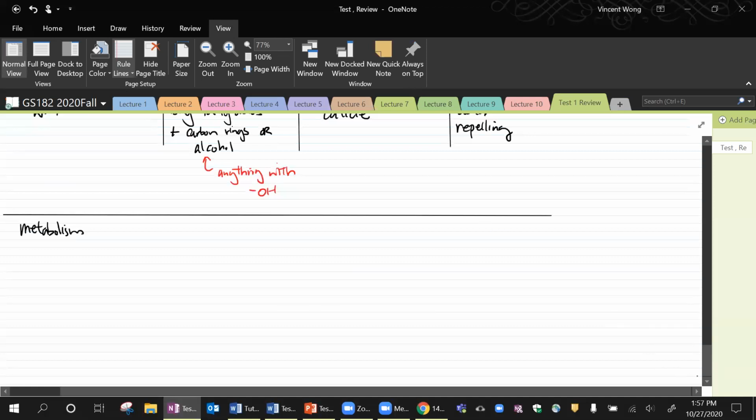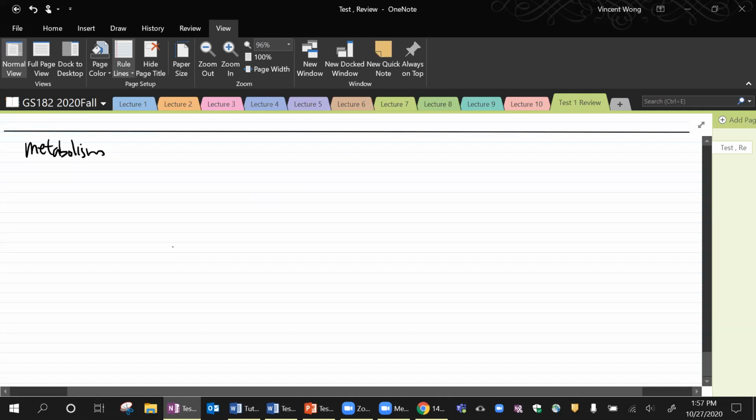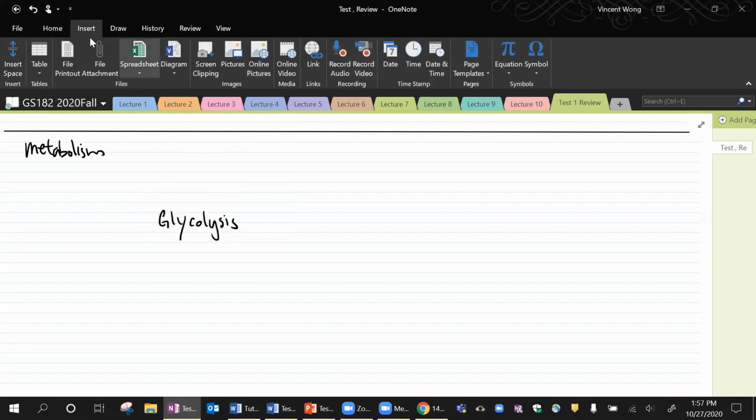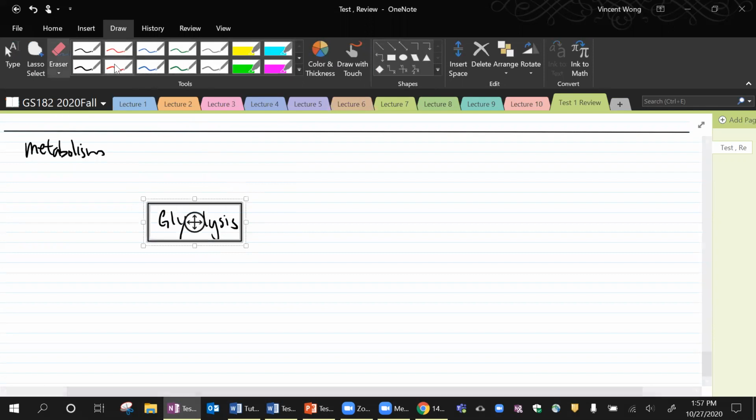Okay, so for metabolism, you have to know where things happen. So there are 4 steps, right? There is glycolysis. Let me just write here, glycolysis. Okay, so what's happening in glycolysis? Let me think about how to do this properly. Let's put a box around glycolysis.